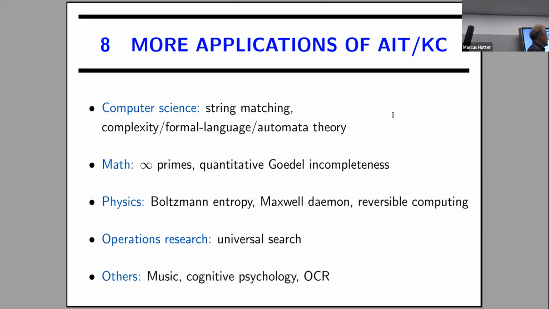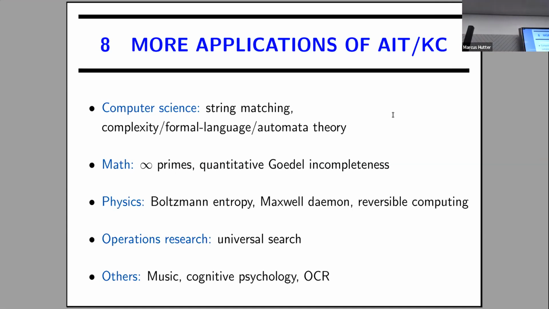You can quantify Gödel's incompleteness theorem: essentially all statements in mathematics are formally undecidable, as long as the statements are longer than the length of the axiom system, roughly speaking. In physics, there's something like the Maxwell daemon, which seems to defy the second law of thermodynamics, but with Kolmogorov complexity, you can fix it.